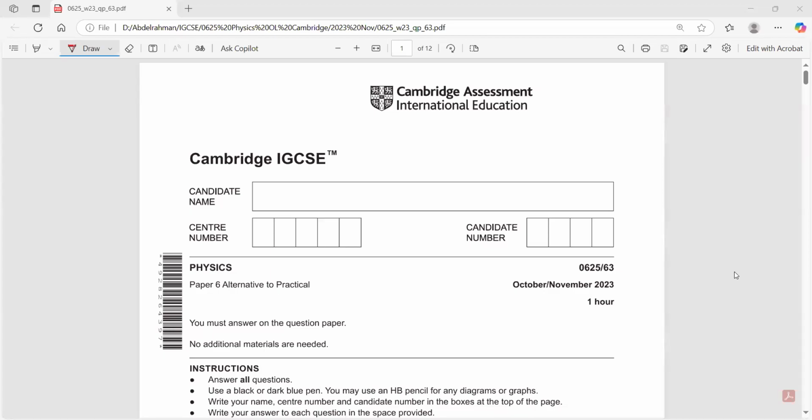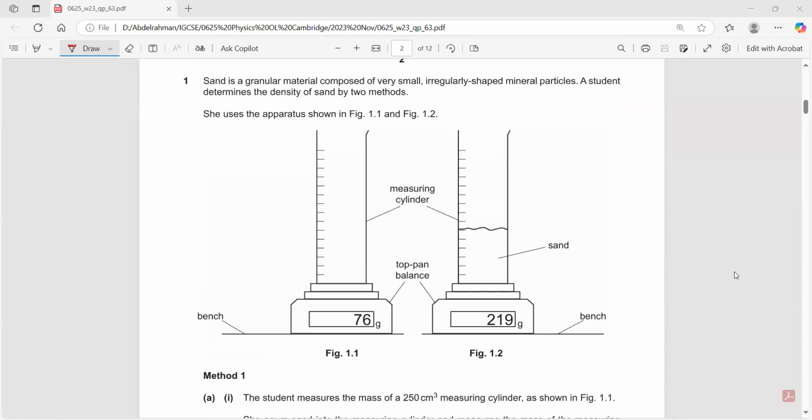November 2023, paper 6, variant 3. In question 1, you have sand, which is a granular material, right? Composed of very small, irregularly shaped mineral particles. Anyway, we need to find the density of this sand.